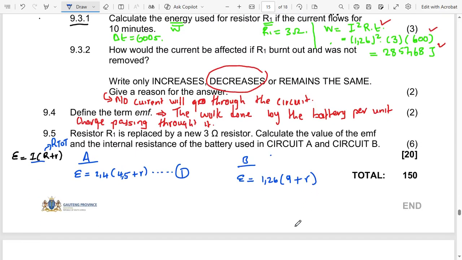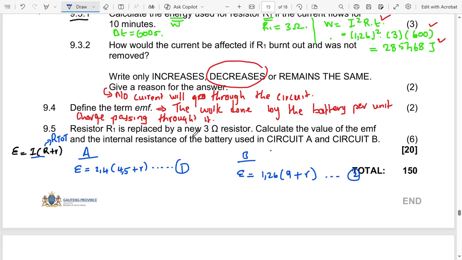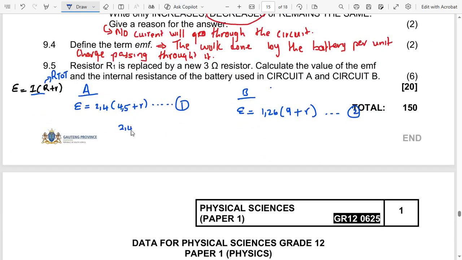Then we said that the EMF is the same. This will be my equation 2. We said that the EMF is the same for both circuits, so we can equate the two equations and say 2.4 into 4.5 plus R is equal to 1.26 into 9 plus R. I don't know the best way to do this, if you can multiply out of the brackets first. You know what? Let me just multiply the bracket this side and see what I get.